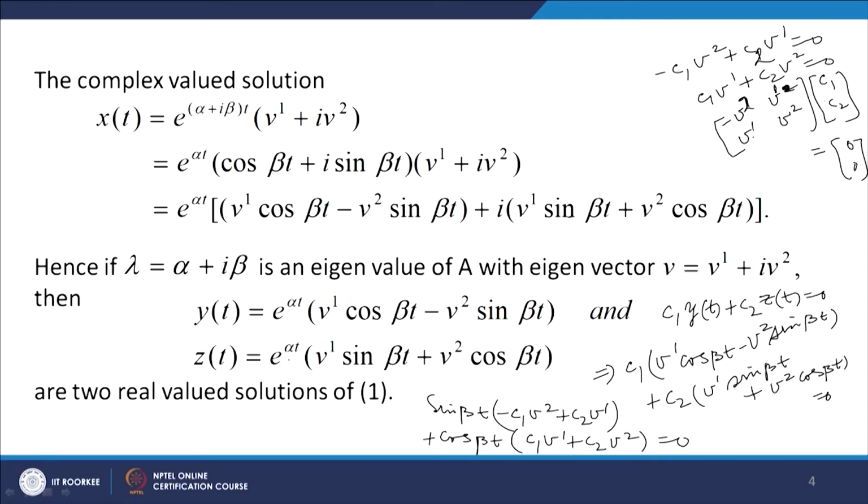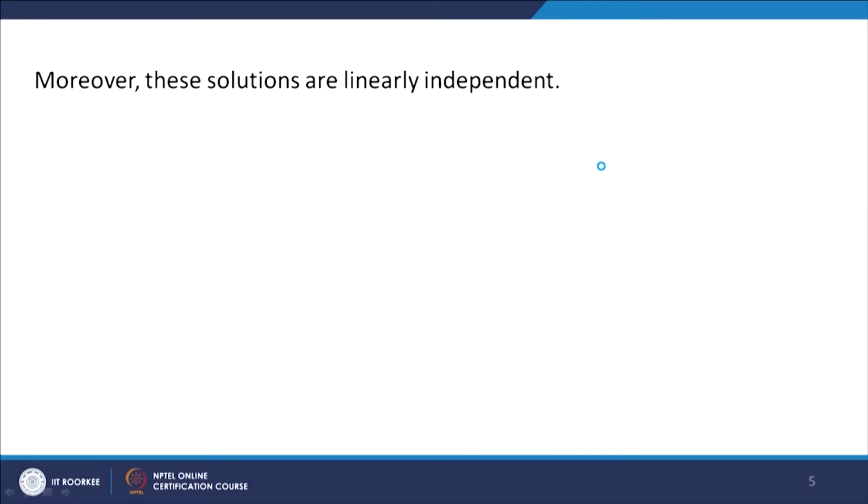Now, to prove that C1 = C2 = 0, we need to prove that the determinant of this matrix is non-zero. And what is the determinant? Minus b2 times b2 minus b1 times b1, so the determinant is −b2² − b1². Now, this is 0 if and only if b1 and b2 both are zeros, but b1 and b2 both cannot be 0 because b is a non-zero vector. So, this is not equal to 0, which implies C1 = C2 = 0. So, we get y(t) and z(t) are two linearly independent real valued solutions of equation 1.